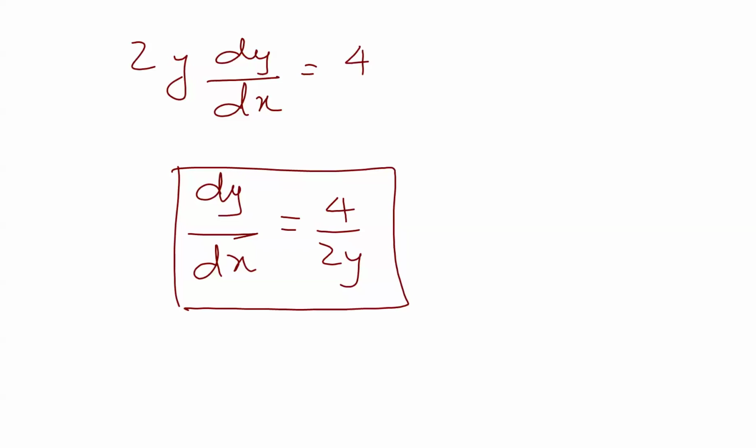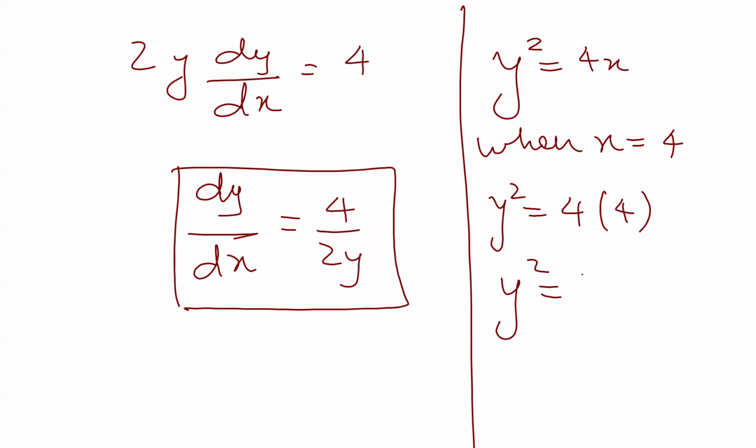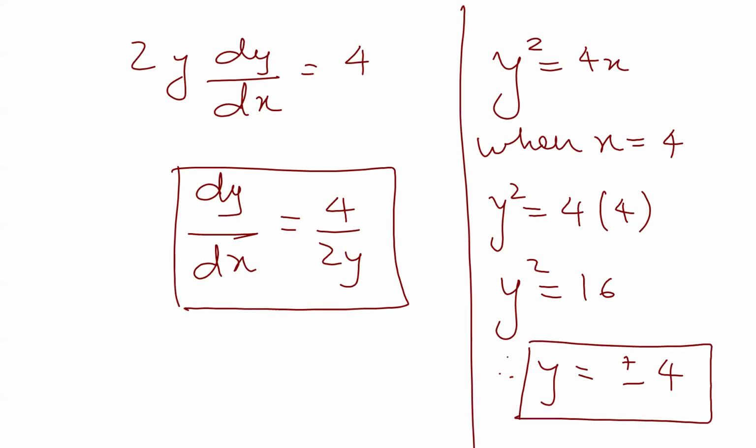Now see, I'll just write a working note over here. Y square is equal to 4x. Now when x is equal to 4, they have given the value of x as 4, right? So y square is equal to 4 into 4. So y square is equal to 16. Therefore y is equal to plus or minus 4. And these are fair steps. So whatever I've written in the right hand side, those are fair steps.